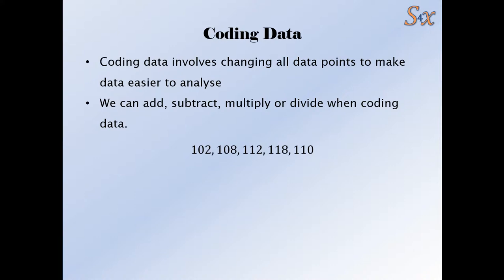So here's our original data, and I'm going to apply some coding to it. Now these are our x's here. This is our original data, or we could call it the uncoded data. And y is our coded data. Okay, now what I've said here is I'm going to take 100 off each of the data points and then divide by 2. So let's take an example.